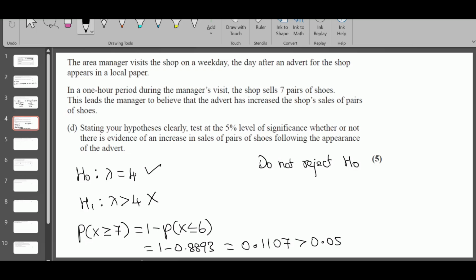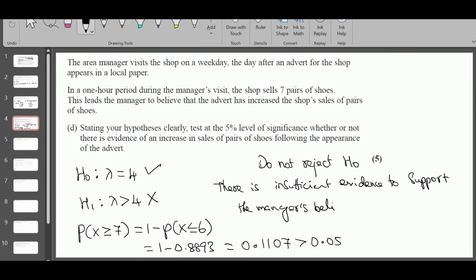So we need to write there is insufficient evidence to support the manager's belief. Or you can continue writing that the advert has increased the shop sales. But you need to write this conclusion, otherwise you will lose a mark.